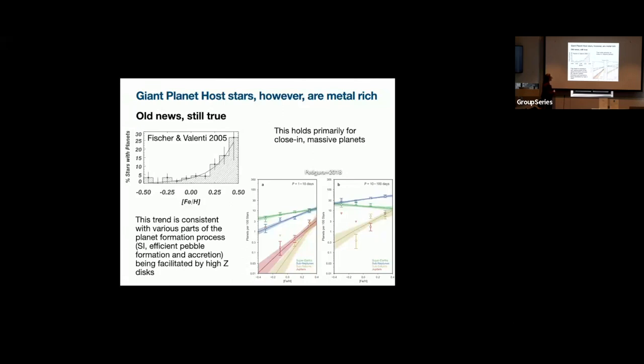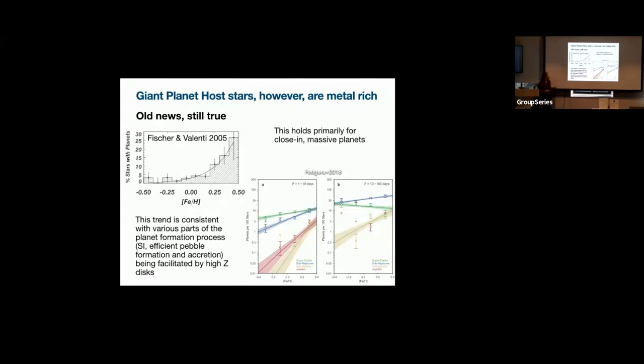And the one thing that has changed in this 15-year time span is that we can now say that this trend of metal-rich host stars is most prevalent for the most massive planets. So if you wanted to just make a measly little super Earth, it turns out it doesn't matter so much if you have a very metal-rich star. But if you want to be efficient enough in the growth of your solids to get to the phase where you can run away and make a gas giant, you need to start with a metal-rich star, or it's much easier if you start with a metal-rich star.